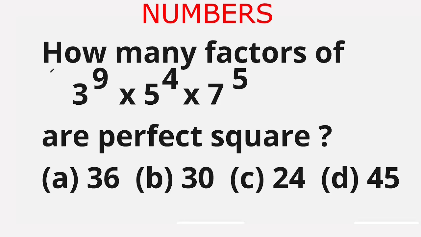Our question is, how many factors of 3 to the power 9 multiplied by 5 to the power 4 multiplied by 7 to the power 5 are perfect square? The given options are option A 36, option B 30, option C 24, option D 45.